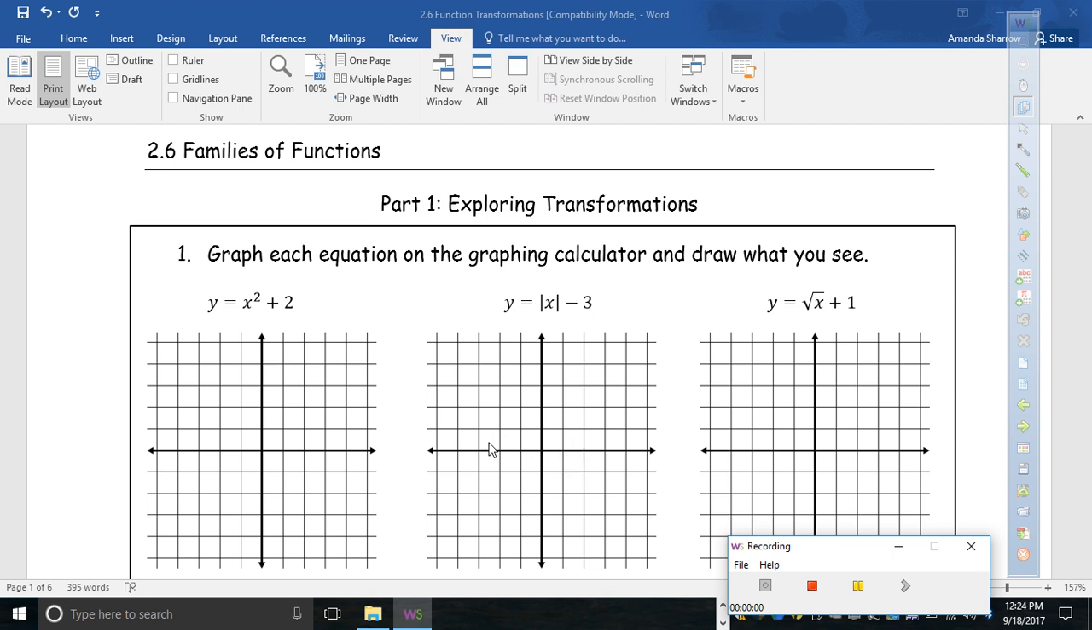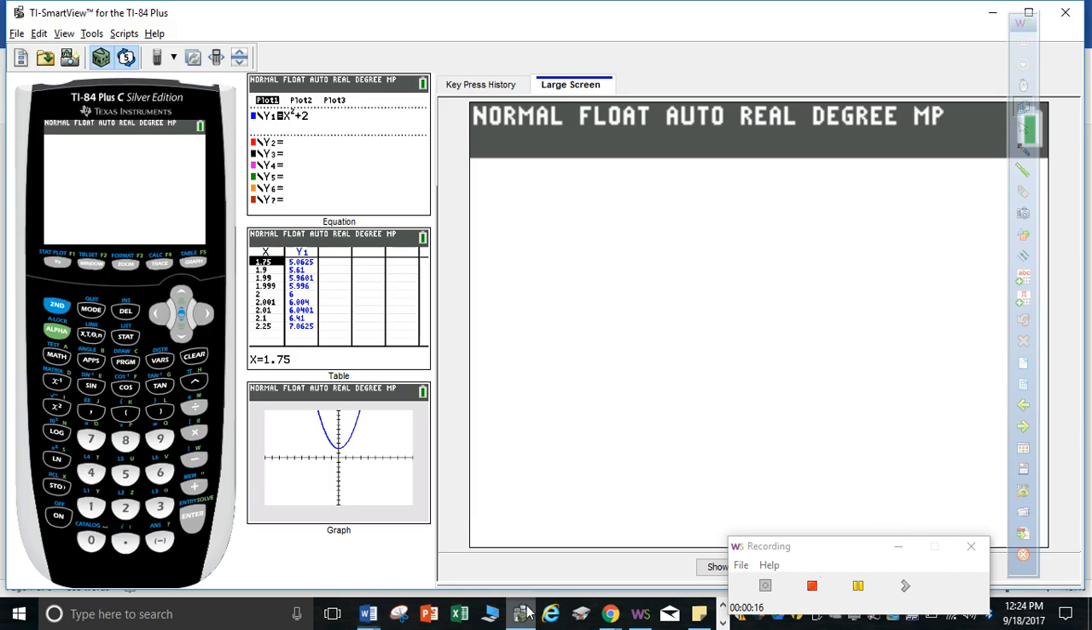Hi everyone. I wanted to walk you through the steps to graph these functions on your graphing calculator. So let's look at our first equation, y equals x squared plus 2. I'm going to go over to my calculator, so you want to turn your calculator on. And first I'm going to have you press the y equals key, which is up here.